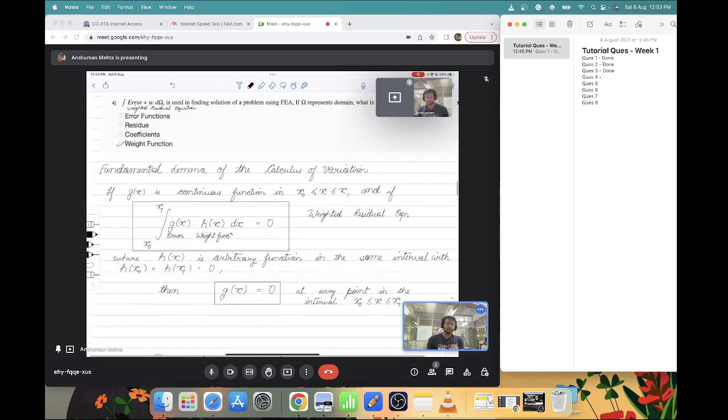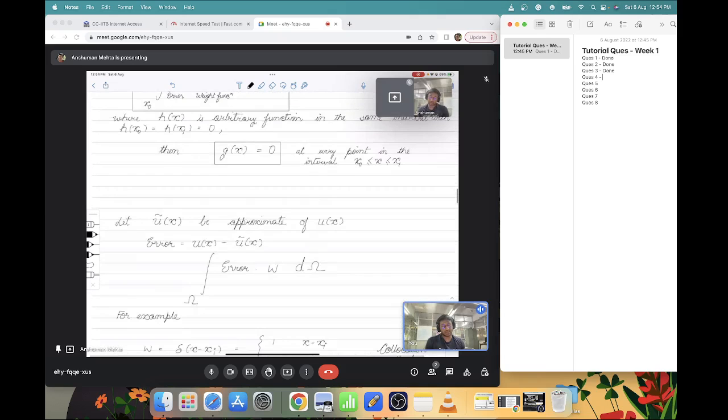Let me go again. The fundamental lemma of calculus of variation, which is very important in finite element method, is that if g of x is a continuous function in, let's say, x naught to x1, and if a weighted residual form is given such that integration from x naught to x1 of g(x) into h(x) dx equal to 0, where h(x) is an arbitrary function. So arbitrary function meaning it can be anything, right? So we have the choice to take whatever we want, but it should satisfy that at x naught and x1 it is equal to 0. So that is the only condition which is required by this weight function, and then g(x) is equal to 0 at every point in the interval.